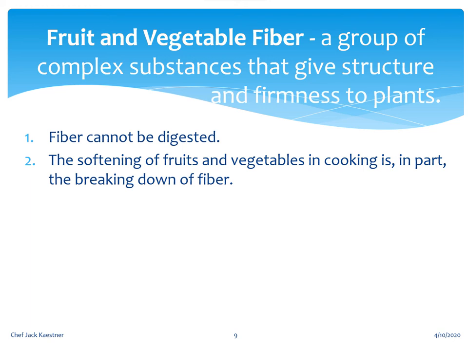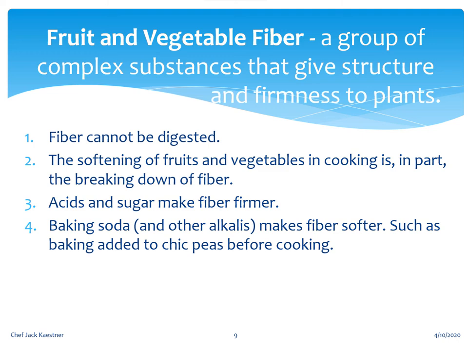And then fiber cannot be digested. Softening of fruits and vegetables in cooking is in part breaking down the fiber. Acids and sugar make fiber firmer. And baking soda makes fiber a little bit softer.